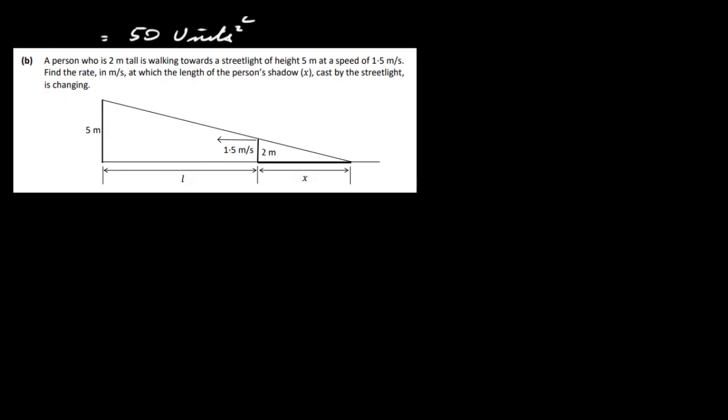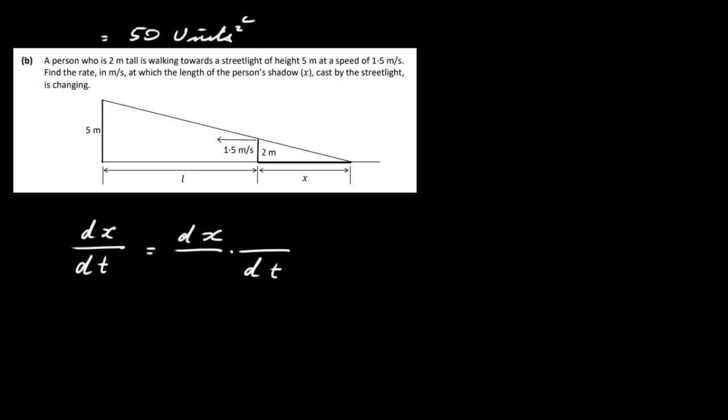So let's just write out what we need. Find the rate in meters per second at which the length of the person's shadow x is changing. The rate at which his shadow is changing. So what we're looking for is how x is changing, dx with respect to time. So let's put the dx here. That's going to be over something. We've got to multiply that by something over dt. We just have to figure out what to put here and here. We need to put the same thing in those two positions.